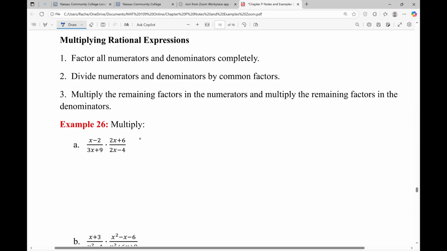So rather than trying to multiply the numerators and multiply the denominators, let's factor first, because I think it's easier to factor and divide, right? Or reduce by common factors and then multiply rather than doing it the other way around. So let's rewrite. x minus 2 can't be factored, so I'm going to leave that as x minus 2. But I can factor 3x plus 9. I'm going to factor out a 3, so that's going to leave me with 3 times x plus 3.